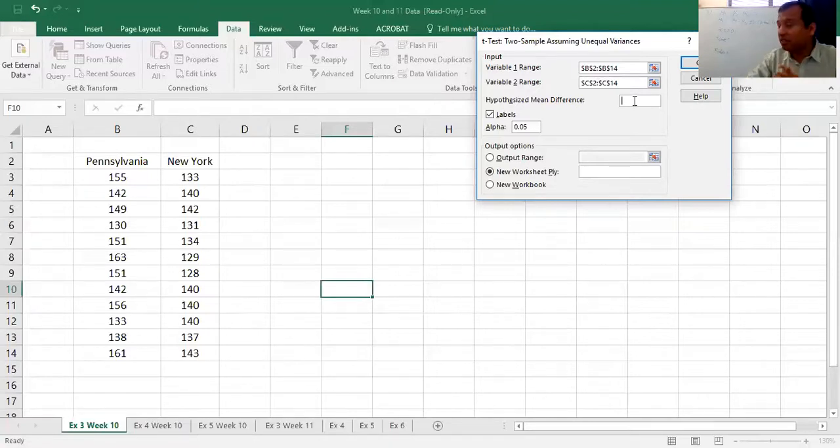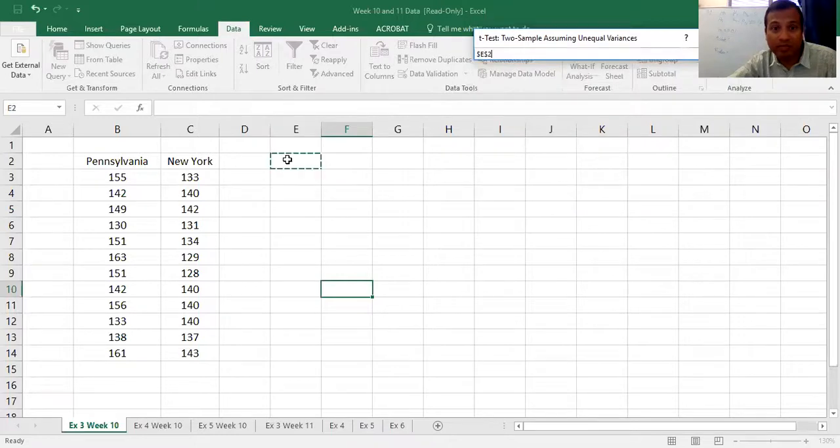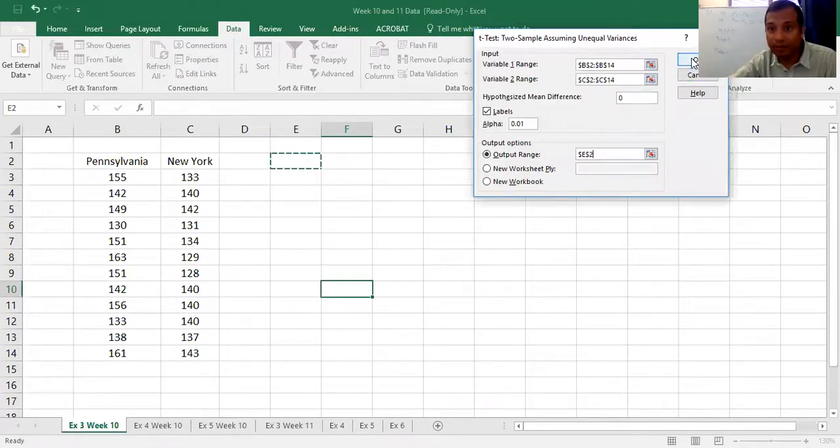So what is the hypothesized mean difference? Check your H naught. You must provide the value of the hypothesized mean difference. What is H naught? The mean difference is 0, I mean mu P minus mu N is equal to 0. That is the hypothesized mean difference. You must provide the value 0. Then what is the alpha value? By default it will be 0.05, but in this case the 1% significance level is given. So what is the alpha value here? 0.01. So you need to correct it. I want to have the output on the same screen, so for that, click anywhere in the free space, and then finally okay.